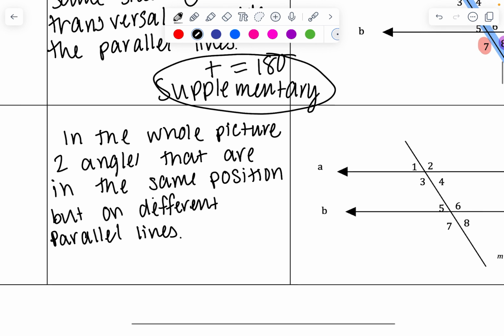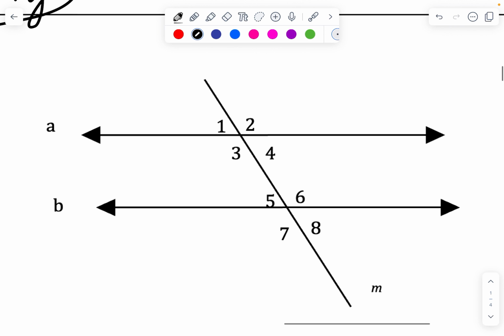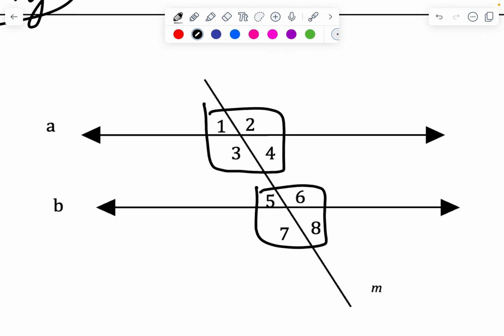Okay, so here's what I mean by that. Now, in our picture we only have 2 parallel lines. A and B are parallel. Okay, so you could have 7 parallel lines cut by a transversal. It's the same idea here. Okay, so when you have parallel lines and they're cut by a transversal, you kind of make this box of 4 angles. Okay, so what corresponding means, think about it like in that box.